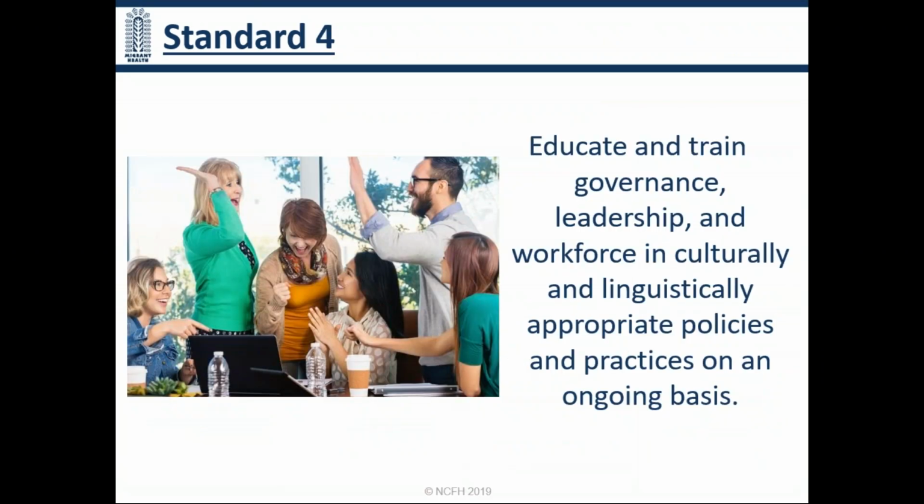So standard 4, which is the last standard of theme 1, is about training. Its purpose is to prepare and support a workforce that demonstrates the attitudes, the knowledge, the skills that are required to work effectively with our changing populations. We want to be able to increase the capacity of staff to provide services that are culturally and linguistically appropriate, and to assess the progress of staff in developing cultural, linguistic, and health literacy competency.